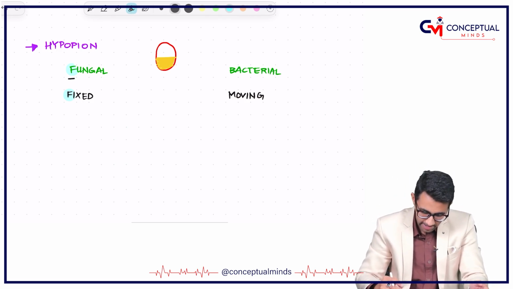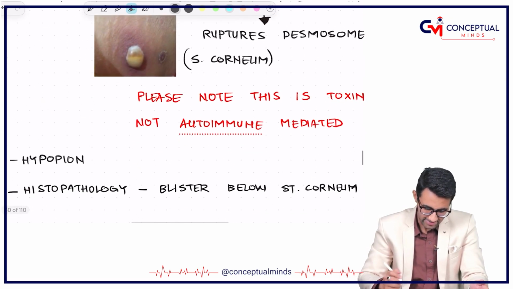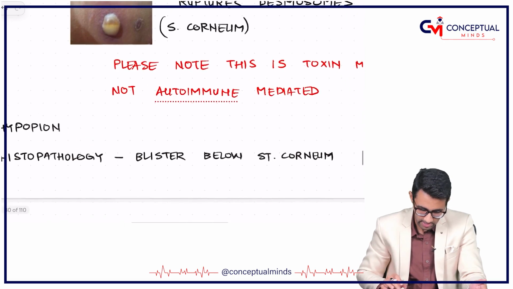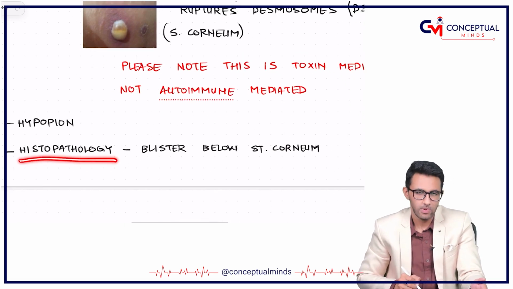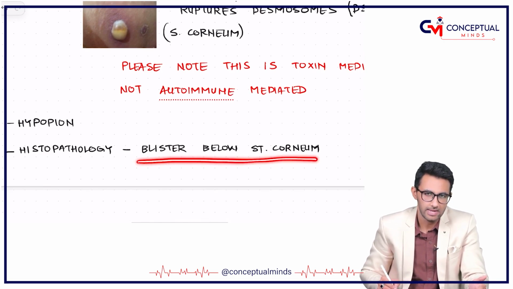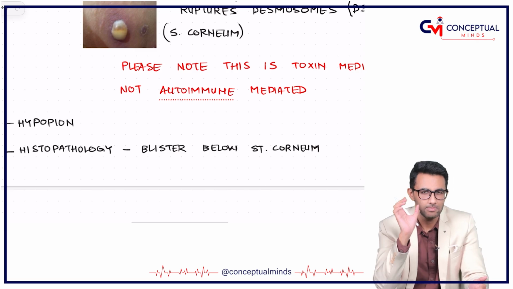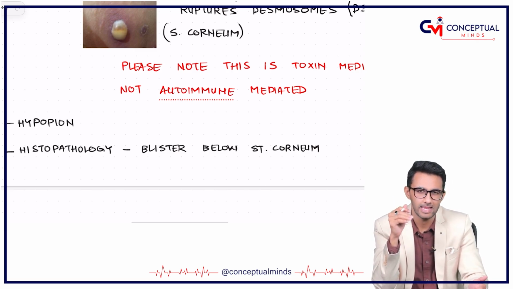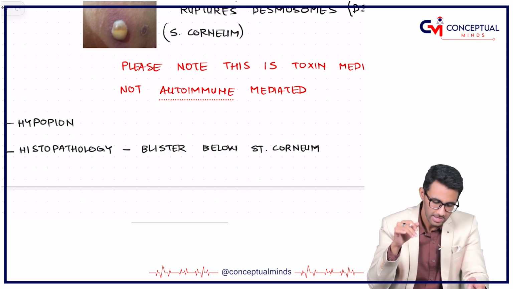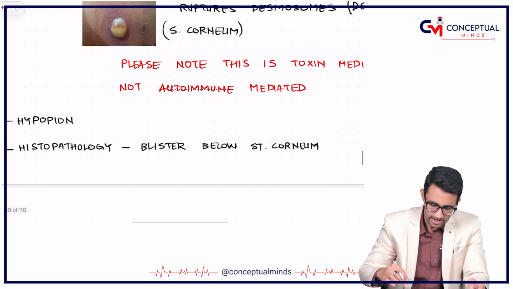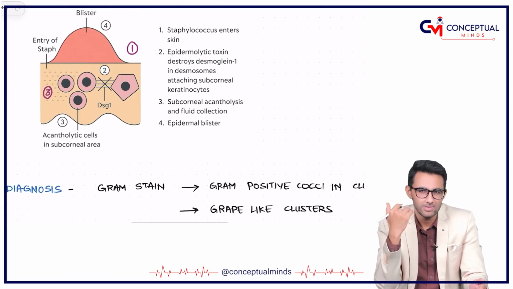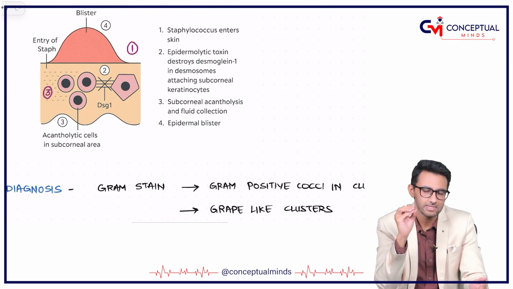Okay, so we come back to our dermatology. We discuss a few points over here as well. If we do the histopathology of this, blisters are below the stratum corneum. That is the reason the fluid oozes out and we have the blister formation. That is what we will be learning in our next diagram. Ladies and gentlemen, let us learn how the blisters are formed.